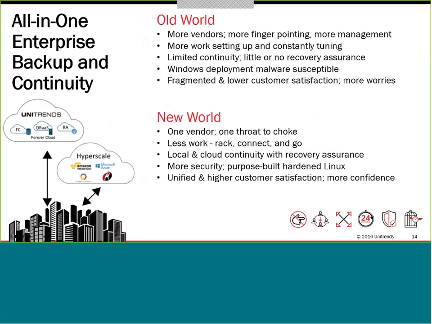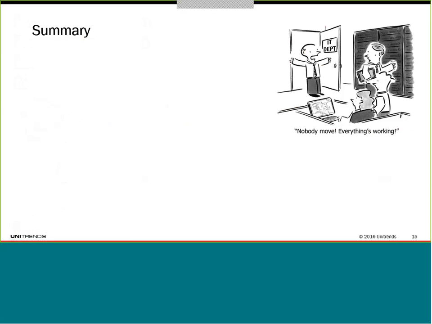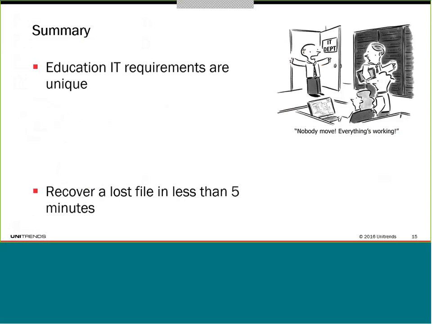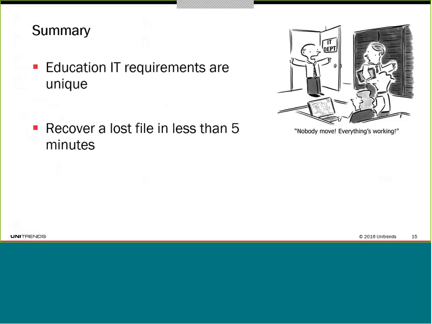We call ourselves a New World Enterprise Backup and Continuity Provider. Our advantages are one vendor, one throat to choke, less work, local and cloud continuity depending on your business requirements, more security, and unified customer satisfaction with more confidence. It really is that simple. So in summary, you really do have a unique IT environment, and the Unitrends products are built so that you can work in that environment and be far more effective.